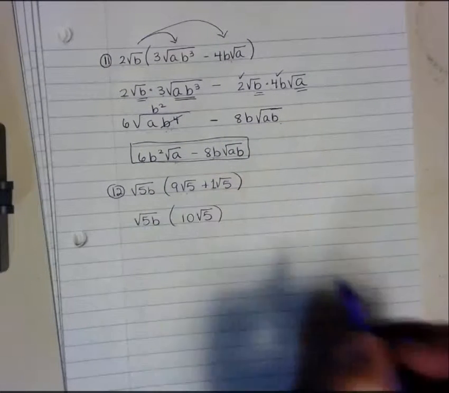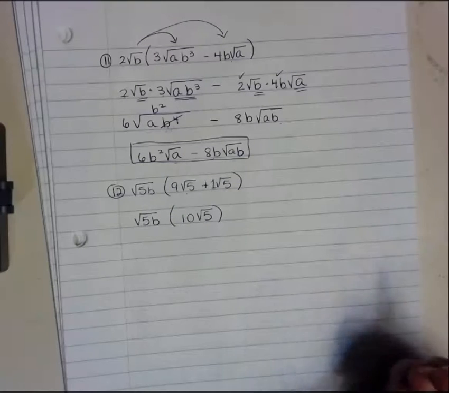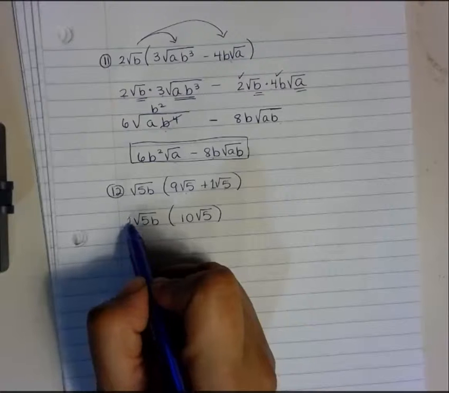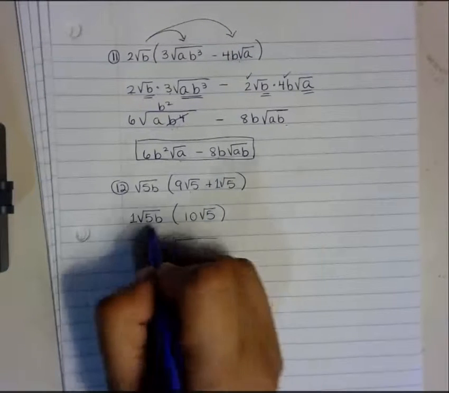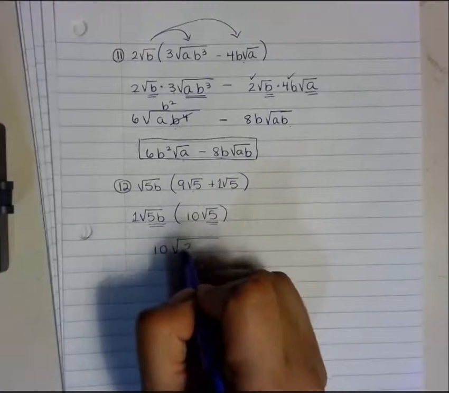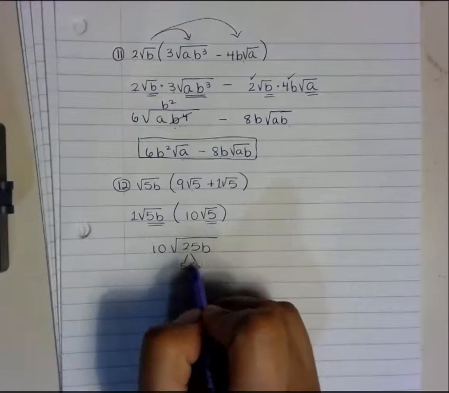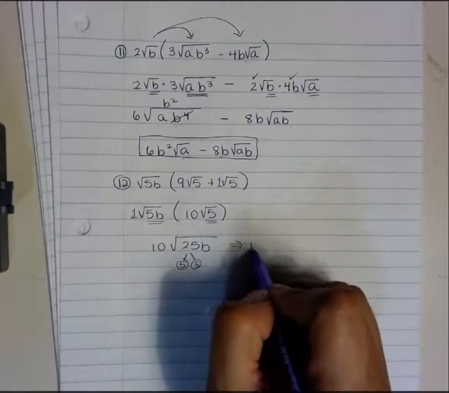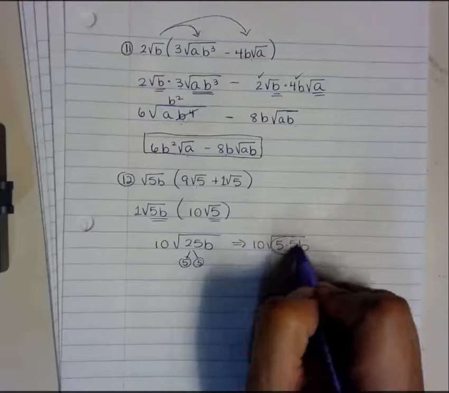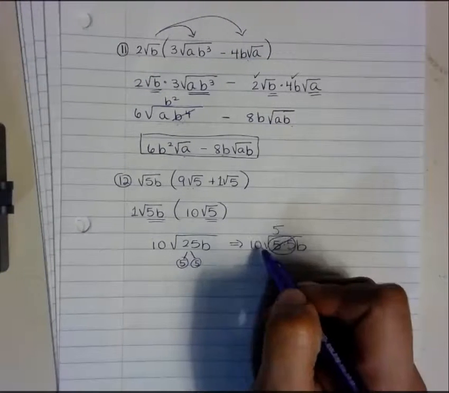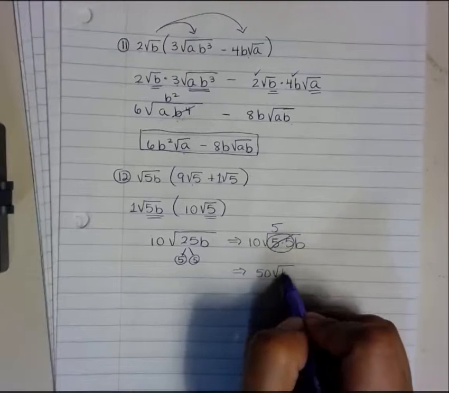Now this is now multiplication, and outside times outside, inside times inside. This one, the outside is a 1, so 1 times 10 is 10. And the inside is 5b times 5, which is 25b. And we know that 25 is 5 times 5. It gives us 2 5s, which comes out as 1. 10 times 5 is 50 radical b.